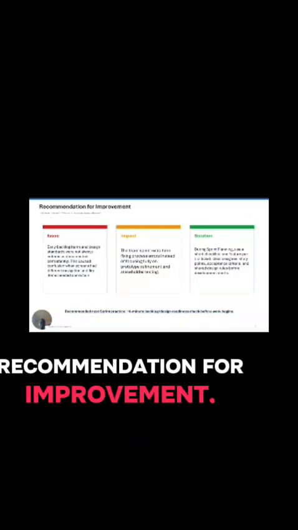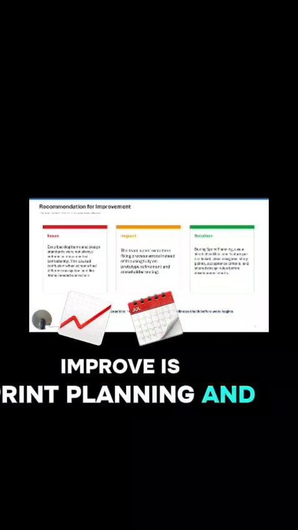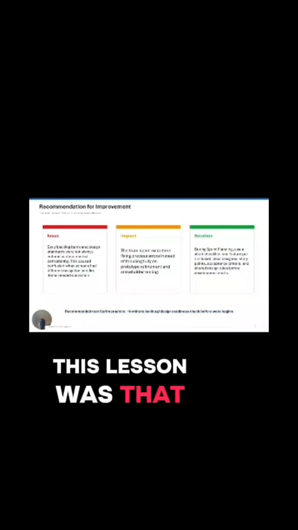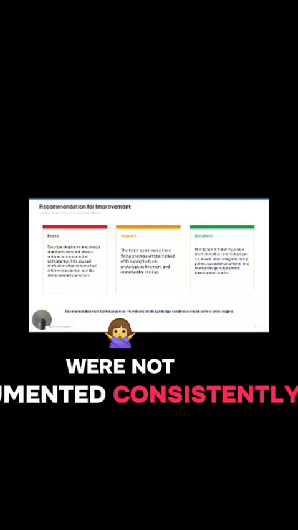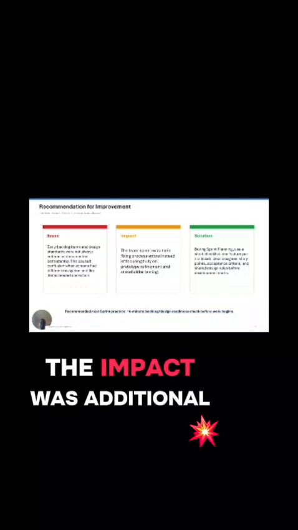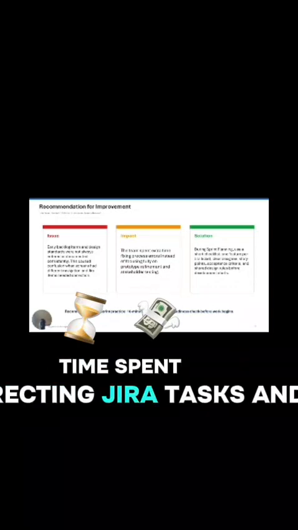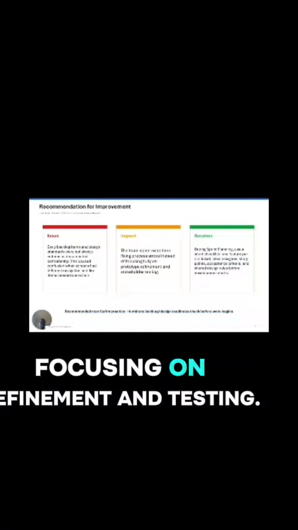Recommendation for improvement. One area we could improve is sprint planning and backlog preparation. The issue was that some backlog items and designs were not documented consistently. The impact was additional time spent correcting Jira tasks and inconsistent navigation instead of focusing on refinement and testing.